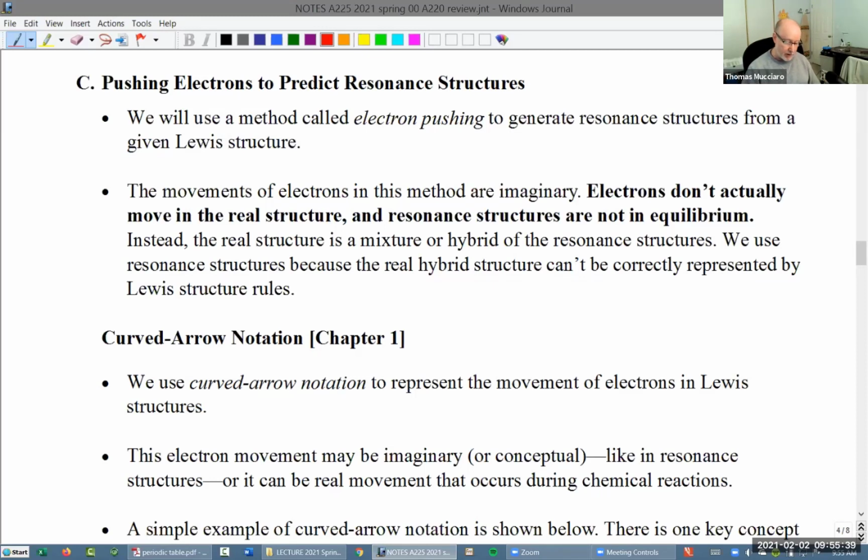We're going to use a method called pushing electrons to identify resonance structures in a situation where we're just given a molecule structure. Okay. And when we push electrons for resonance structures, those movements are really imaginary. They're just showing how we could figure out the other resonance structures, because really there's only one structure, there's no electron movement in it. But in the resonance structures, we're showing them moving between them, okay?